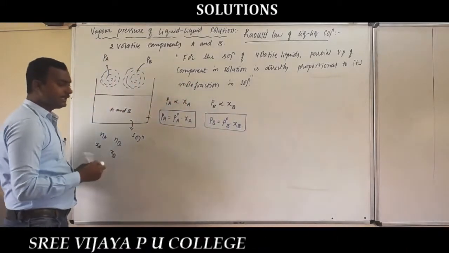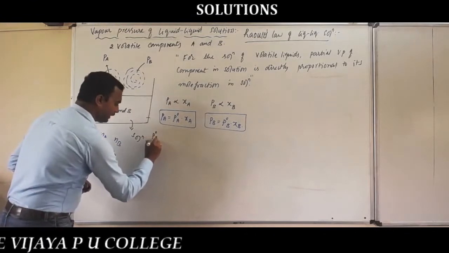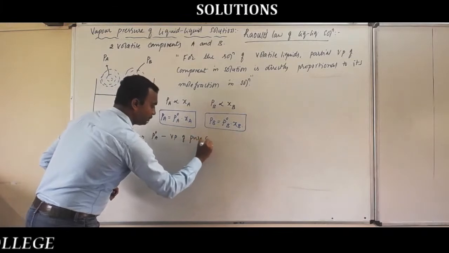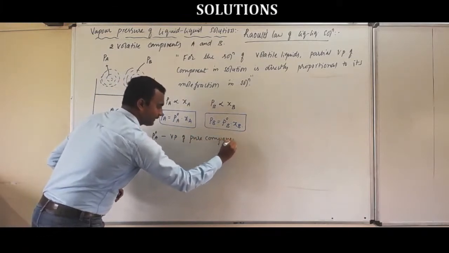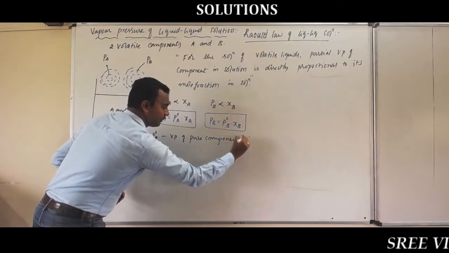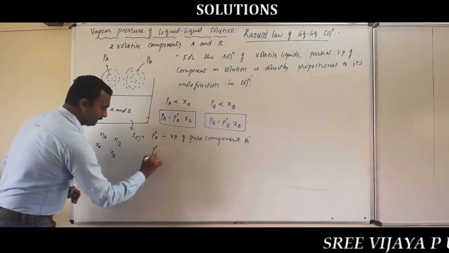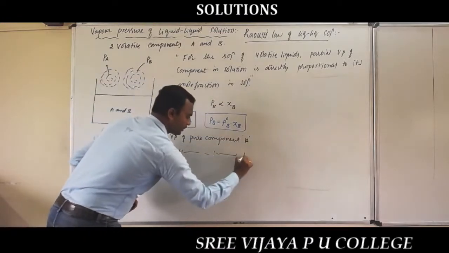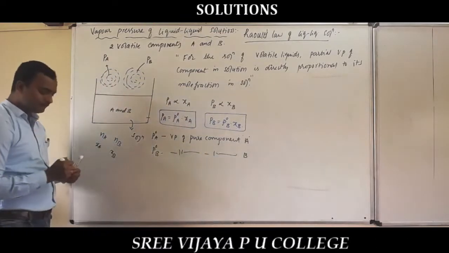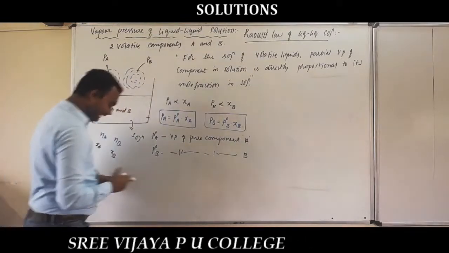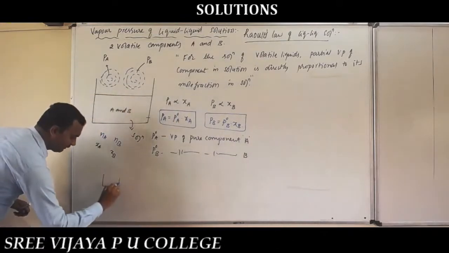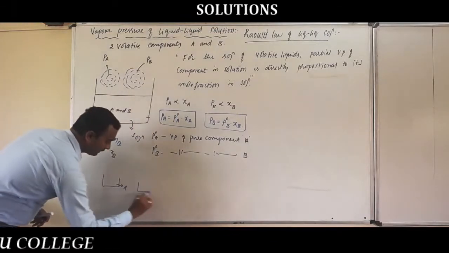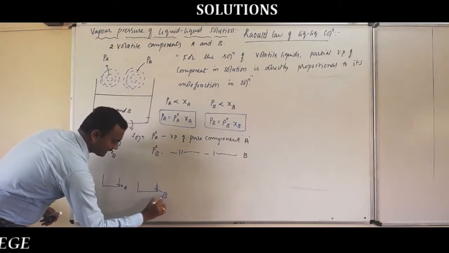where P naught A and P naught B. P naught A is the vapor pressure of pure component A, where P naught B is the vapor pressure of pure component B. So why is it taken as pure component? So let us take a beaker. In this beaker only component A is taken. In one more beaker, only component B is taken.